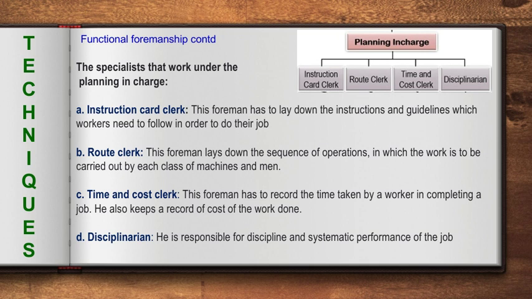And the last one under the planning in charge is the disciplinarian. This word disciplinarian is derived from the word discipline. The name itself tells us that this foreman is in charge of maintaining discipline among the workers by ensuring that rules and regulations as well as the code of conduct are followed.